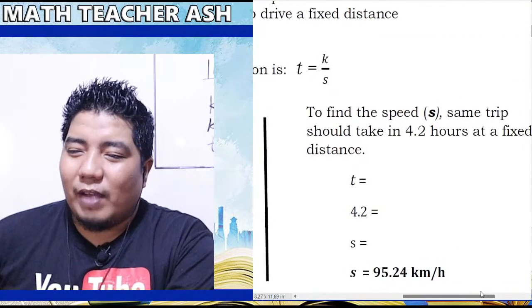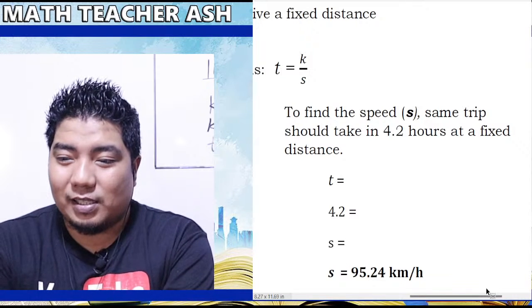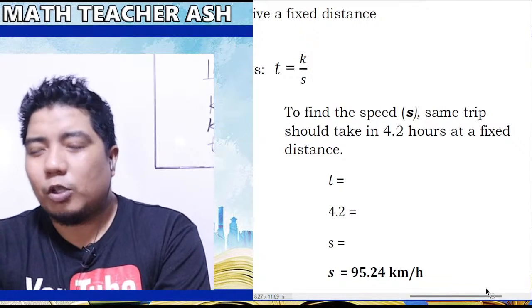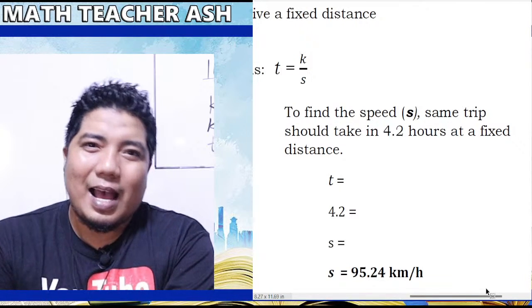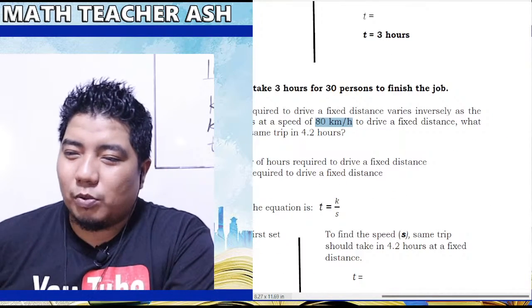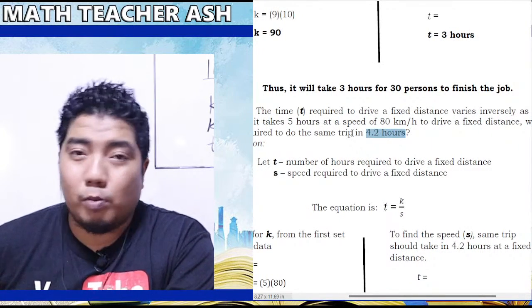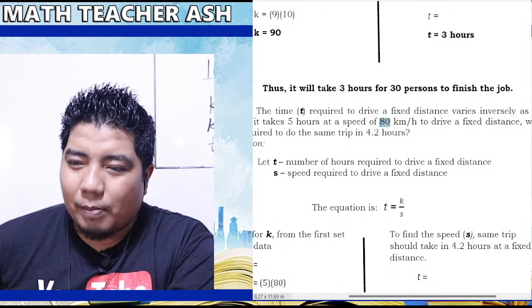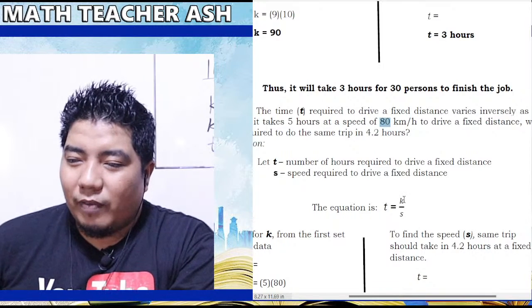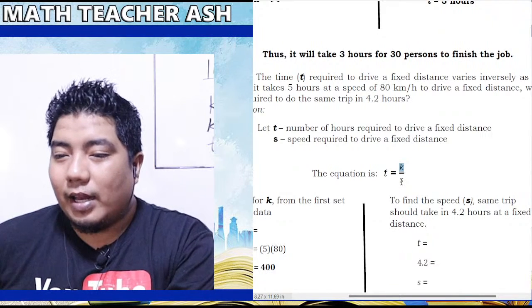So now, if ever you wanted to know the speed, if you only have 4.2 hours to finish that same trip at a fixed distance, how fast should it be? Now, look at this one, my dear students. From 5 hours, it became 4.2 hours. So it decreased. Since this is inverse, it means the 80 kilometers per hour will become bigger. Alright? So now our k is 400, and our speed is unknown.